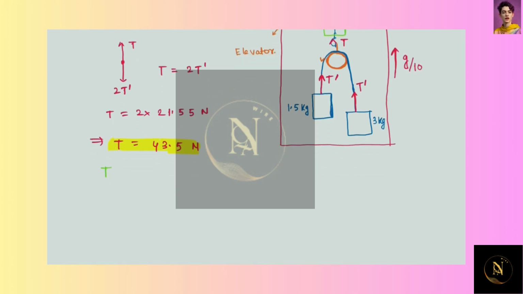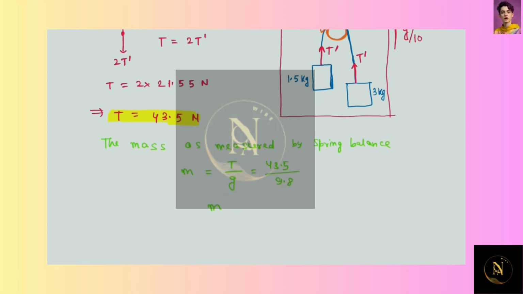Then the mass of the system as measured by the spring balance, I'll write the mass as measured by the spring balance, M will be equal to the tension force divided by the value of g. So it will be 43.5 divided by g, which I have taken as 9.8. This will give me approximately M equal to 4.4 kg. So this is the answer for this question.